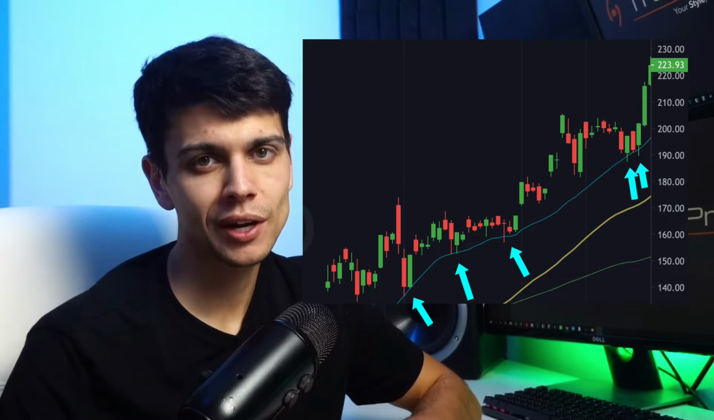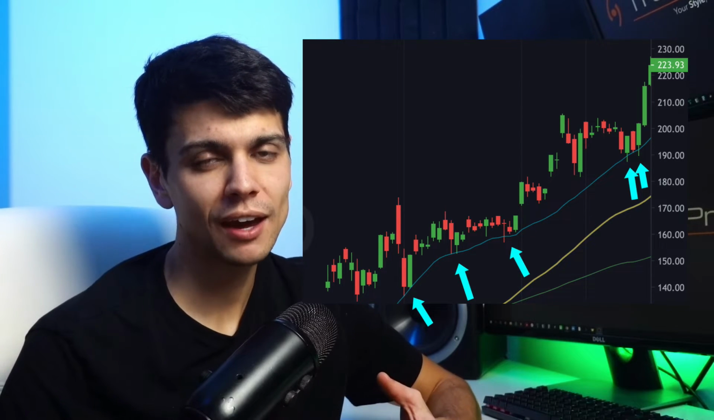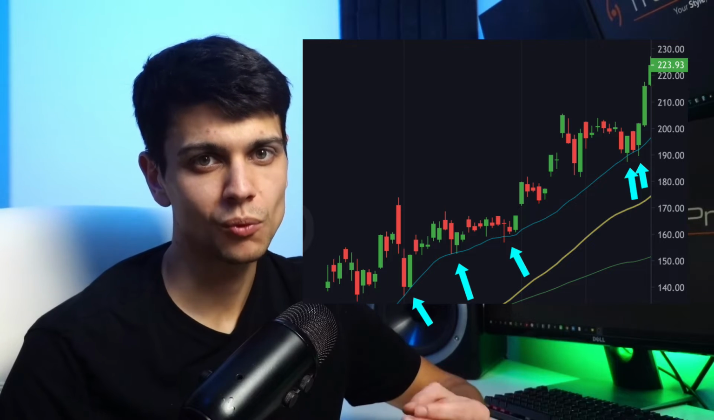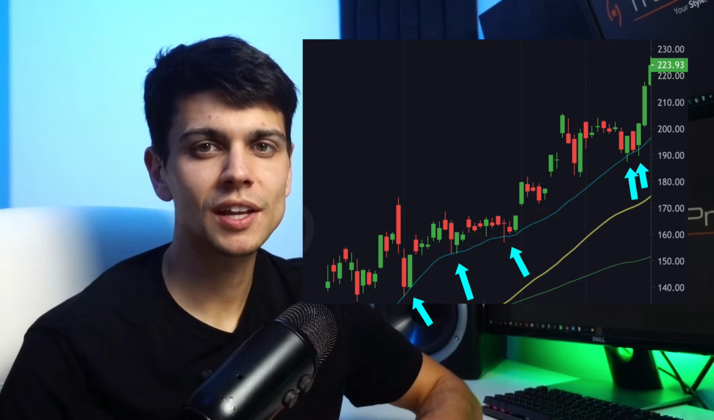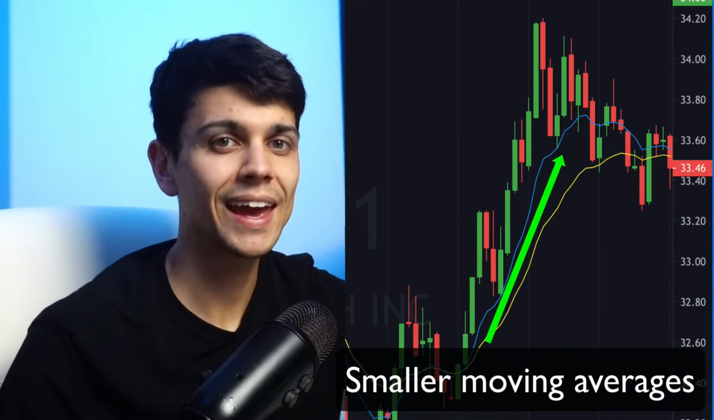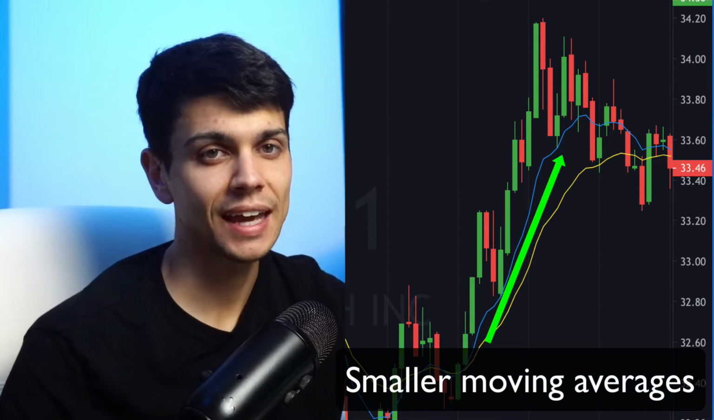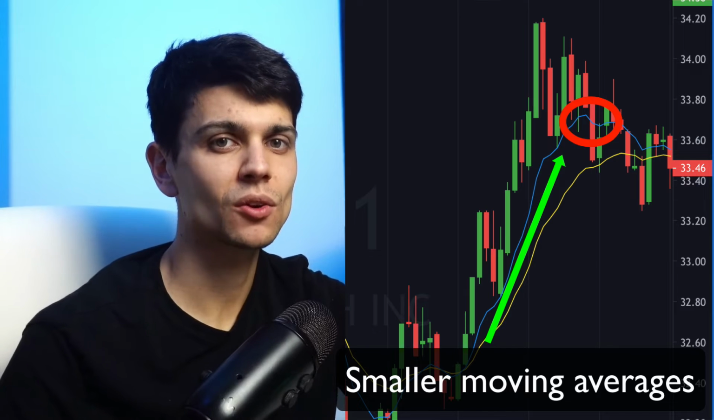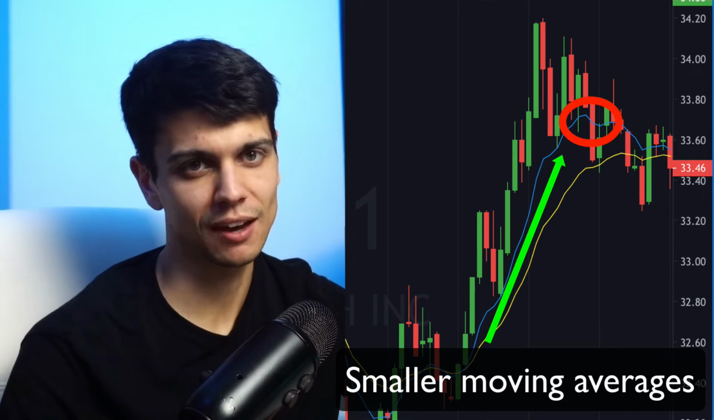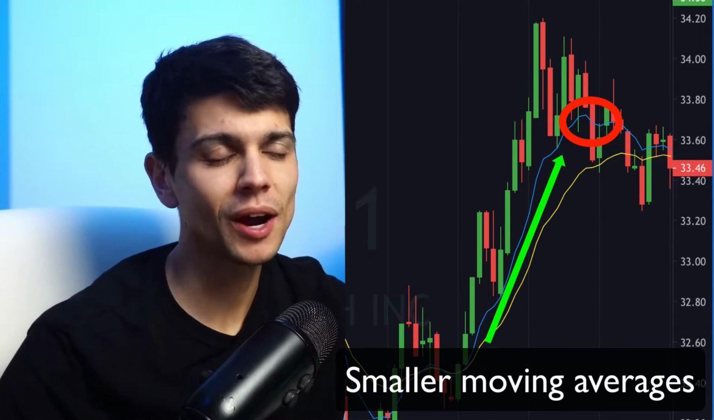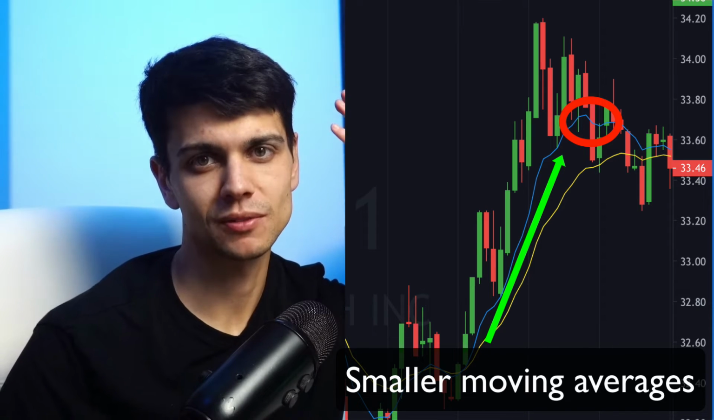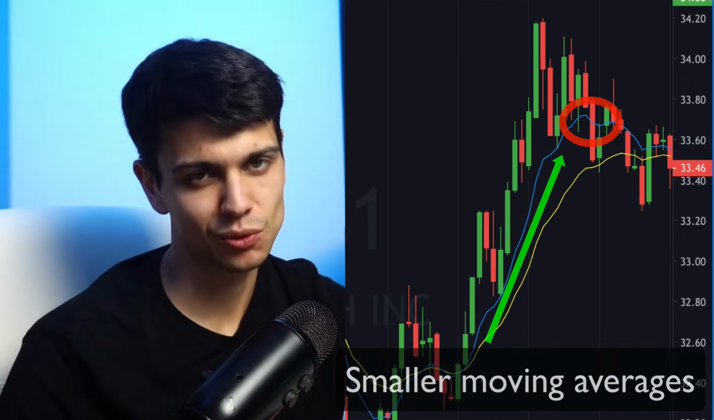Unlike other support and resistance areas, a moving average will move with the price action. Some traders like to ride a smaller moving average, like a 3 or an 8 SMA, as long as they can, then exit the trade when the price breaks the moving average. This allows them to ride the trend as long as possible, which is the second way.